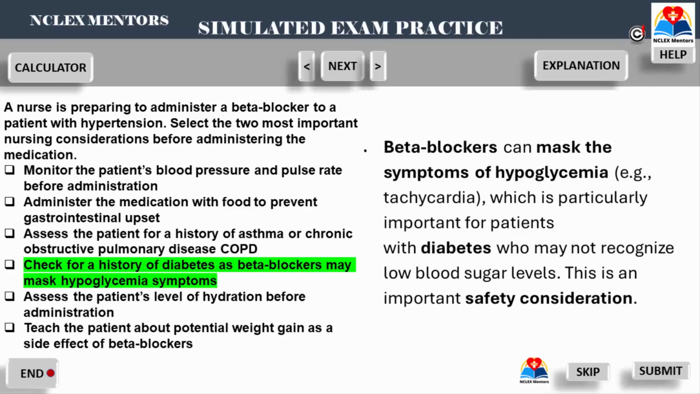Option 4. Check for a history of diabetes, as beta blockers may mask hypoglycemia symptoms. Absolutely, beta blockers can hide signs of low blood sugar, such as tachycardia. This means a diabetic patient might not recognize hypoglycemia until it becomes severe. Always assess for diabetes risk before administering.